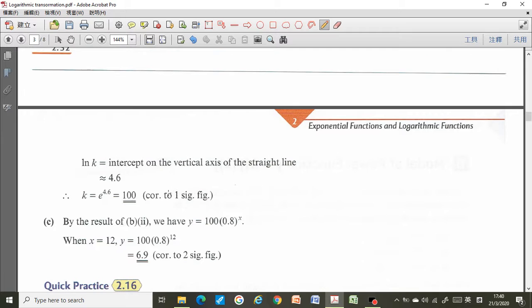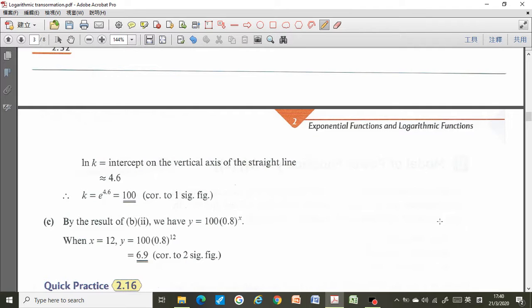So by the result, we can let the expression become y equal to 100 times 0.8 to the power x, putting back k equal to 100 and a equal to 0.8. Then we want to predict the value when x equal to 12. By putting x equal to 12, you get 6.9 here. This is the first kind of model.